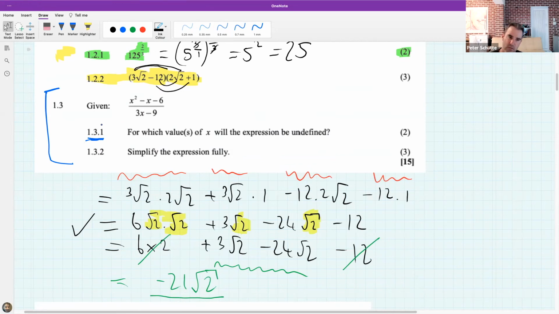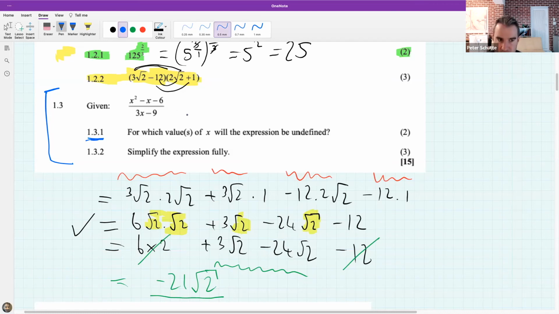For which values of x will the expression be undefined? Value or values of x? So I suppose we have to ask ourselves, how does something get undefined, right? That's quite important. Okay, I can see in the answers, yeah.